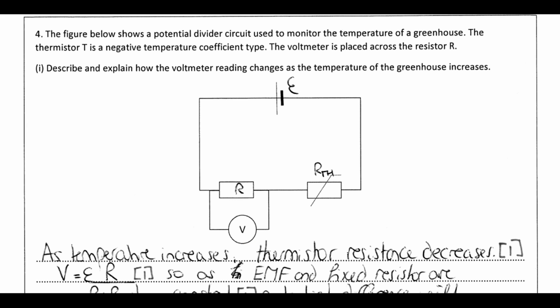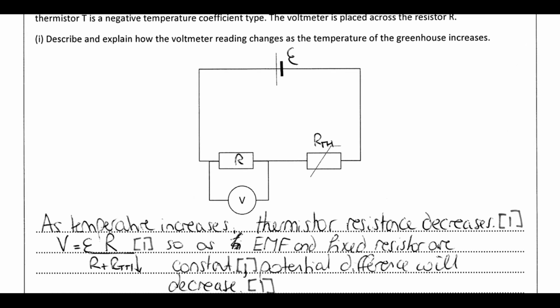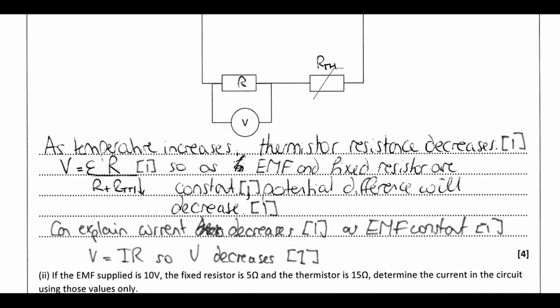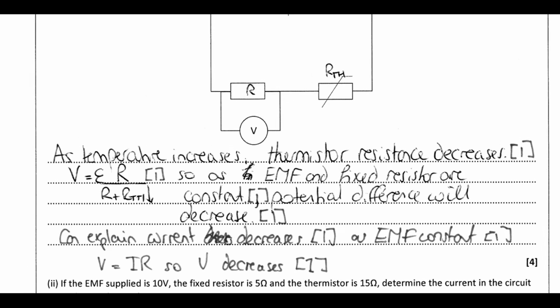So we want to describe and explain how the voltmeter reading changes as the temperature of the greenhouse increases. So what's going to happen is you increase the temperature, the resistance of the thermistor is going to increase. That's your first thing. Increase, decrease, what am I talking about? What a nutter. Okay, so the resistance of your thermistor decreases when it gets hotter.